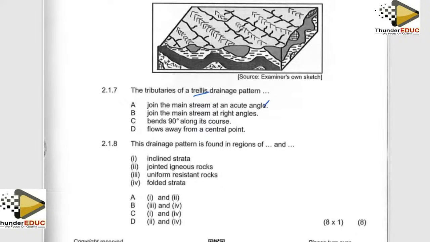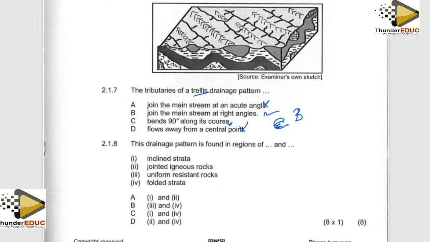That is wrong. It cannot be acute angle. Acute angle is less than 90 degrees. So wherever there is A is wrong. So 2.1.7. They say join at 90 degrees, mainstream at right angles, which is 90 degrees, bend 90 degrees along the course. That one we might not accept it. Then it flows away from the central place. That is wrong. So the answer is B. You can see it joins the mainstream. This is 90 degrees. You can see that. So the answer is B there.